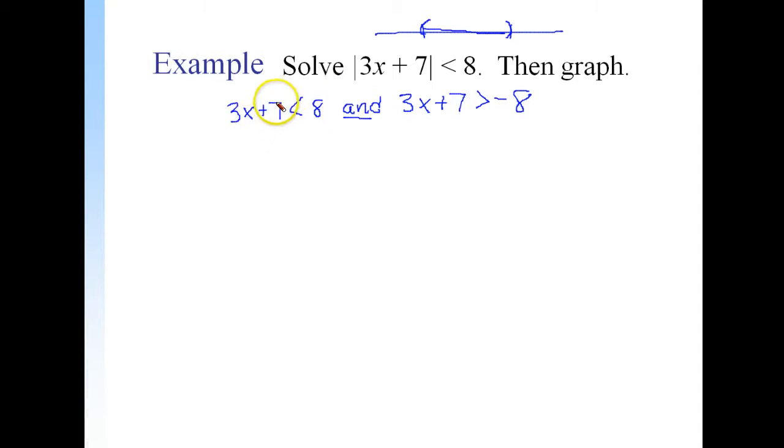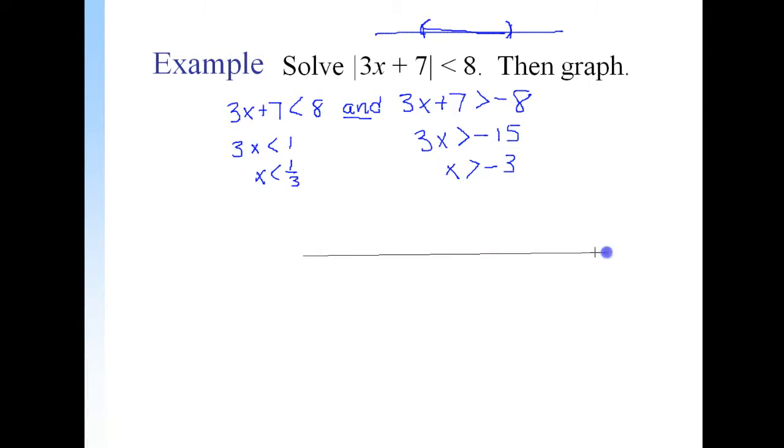So let's solve it. So we're going to bring this over, and we get 3x is less than 1. X is less than 1/3. And here this is going to be 3x is greater than negative 15. X is greater than negative 3. So we make our line. The numbers we're interested in are negative 3 right over here, and 1/3, which is about right there.